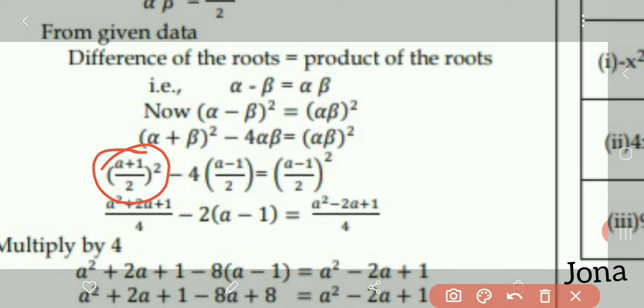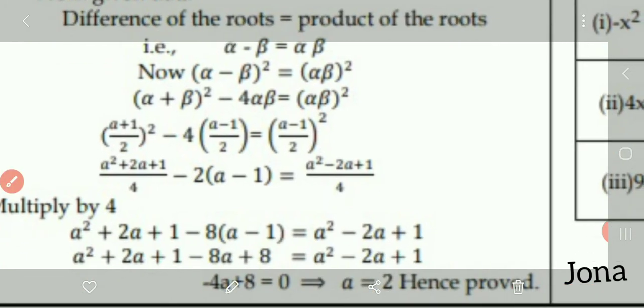In the numerator we have a plus 1 the whole square, so that is in the form a plus b the whole square formula. So expand this, and then here 2 square is 4, and then here 2 and 2 will get cancelled. 2 will be there, so 2 into a minus 1 equal to, here in the numerator we have a minus 1 the whole square. So write this formula divided by 4 here. Okay, and then here and here we have 4.